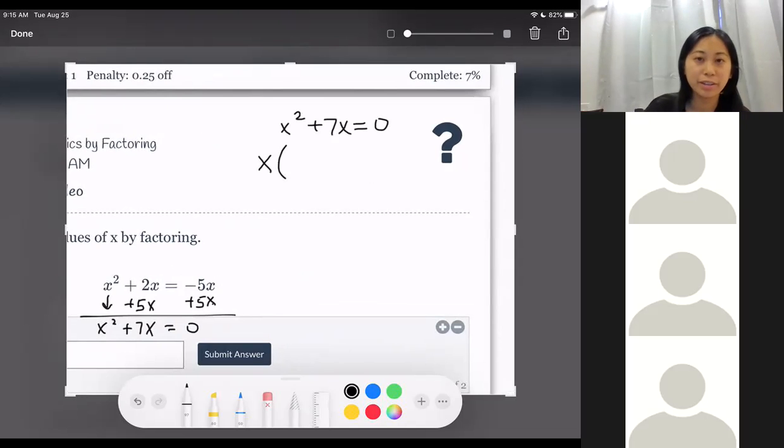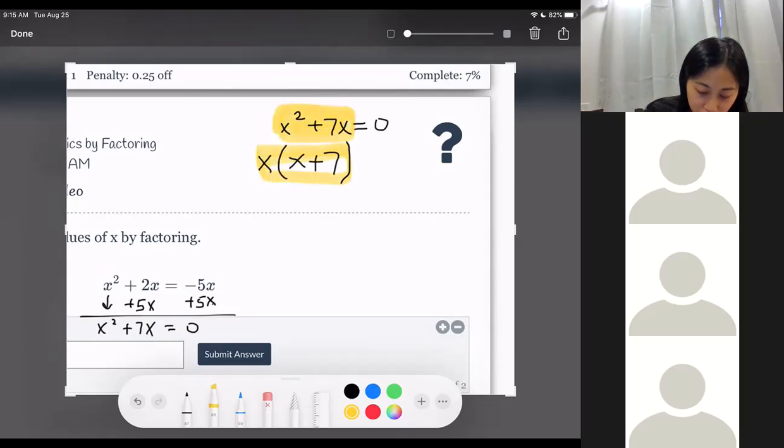So if you take out an x, so divide an x from the x squared, you're left with x. And then if you take out the x from the 7x, you get plus 7. So what just happened is I took this piece and I told you that this is equivalent to this. They're equal. It's just that one is in factored form and one is in standard form. So we have x times x plus 7 equals 0. Any questions up till here?